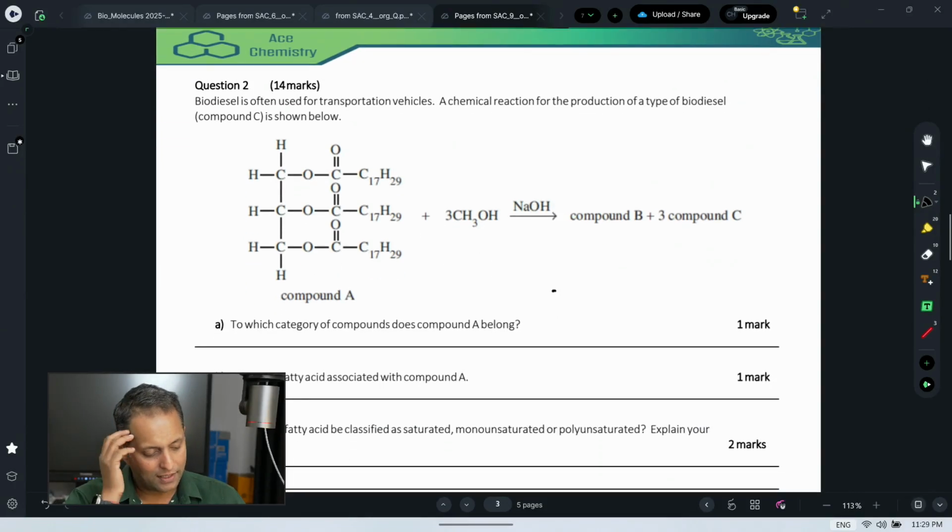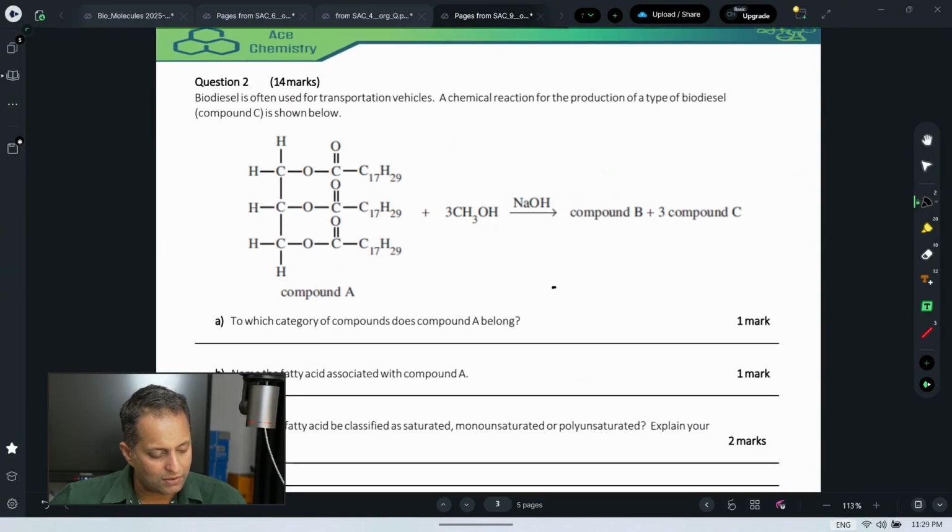Here we go again. This is a fantastic question. Biodiesel production, transesterification. This question is based on not only the transesterification, but also some complicated calculations. So let's put our full focus on this question. There can be a question similar to this in your SAC. You never know. All right, let's look at this now.